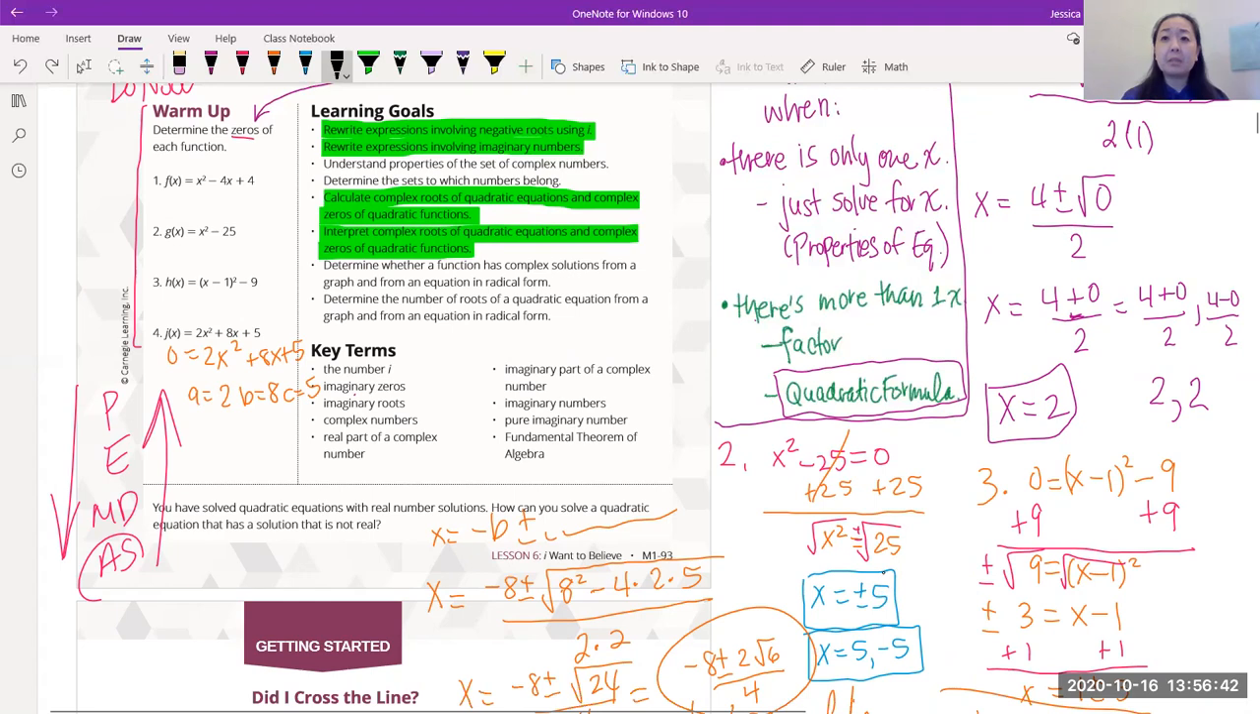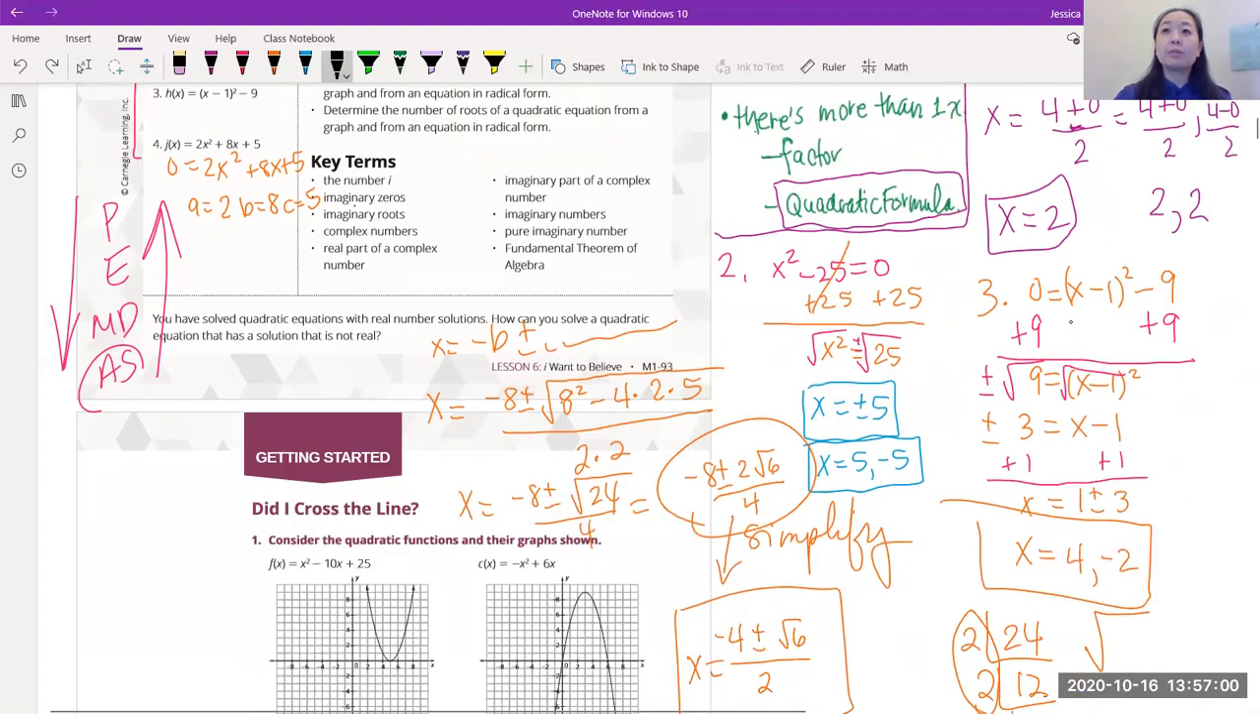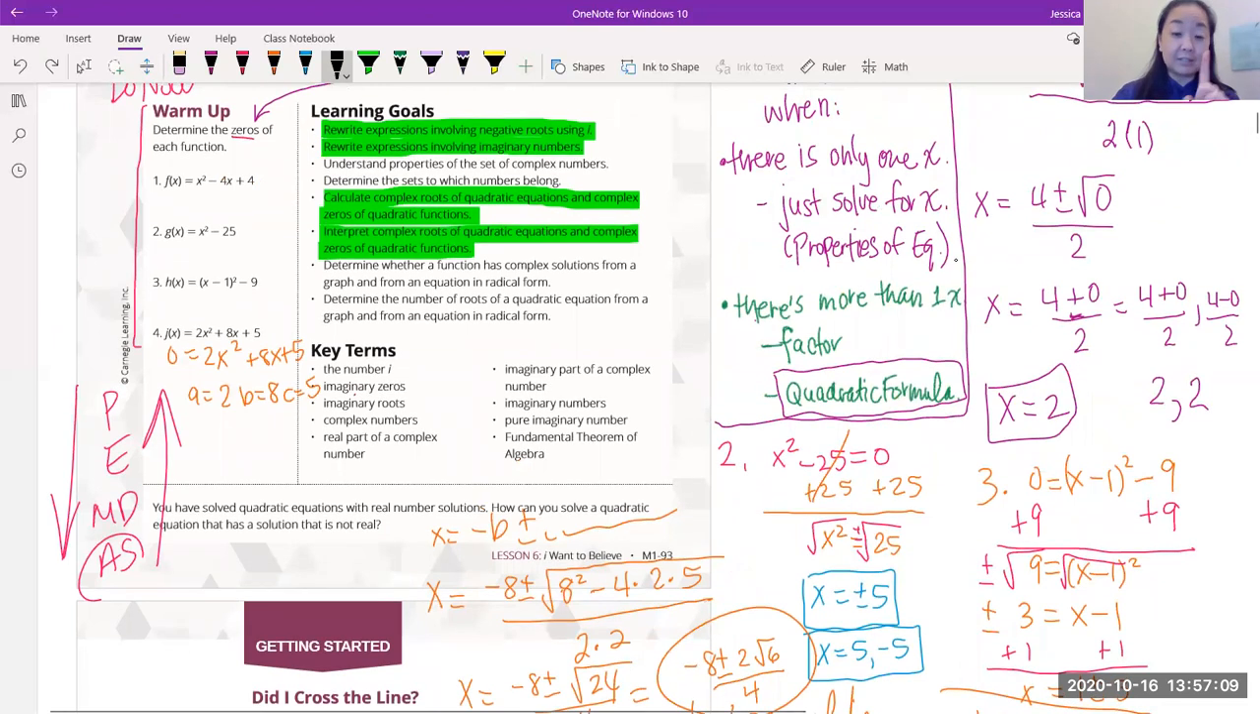Okay. So here we go. That's going to be just 5, and remember it's plus or minus. So we do have 2 answers here. You can write it as plus or minus 5, or just 5, comma, -5. That's it. No parentheses, no nothing. Okay. And then for number 3, what method are we going to use? I notice here I have only one x, which means what? Just solve for x. Okay.